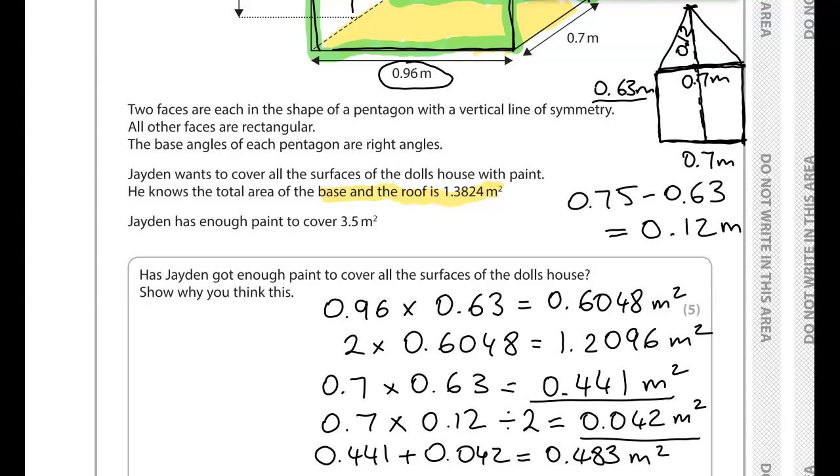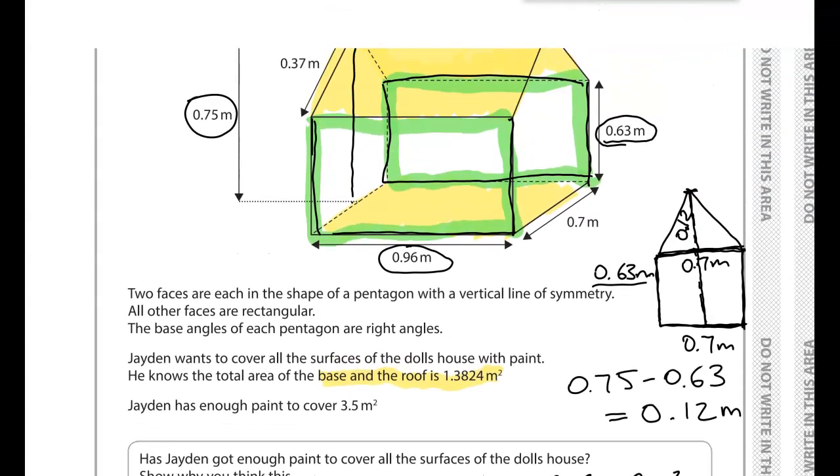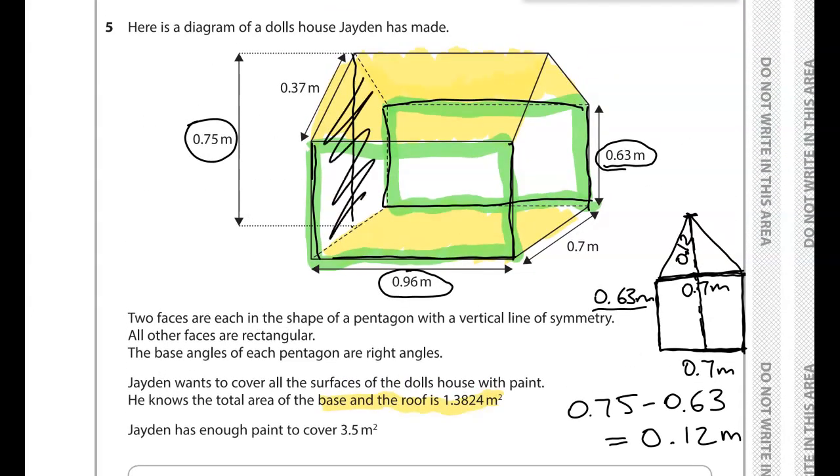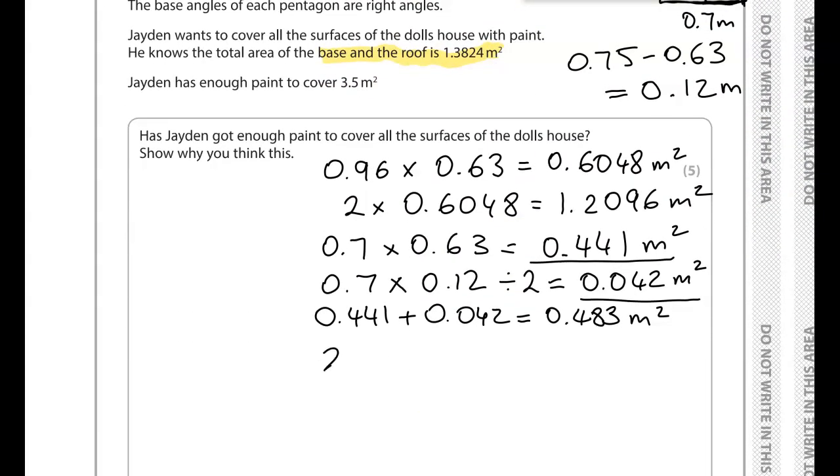But there are two pentagons, as we've seen in the picture. There's this one here as well. So we're going to multiply this by 2. 2 times 0.483 gives us 0.966. So let's just add the different areas together now.